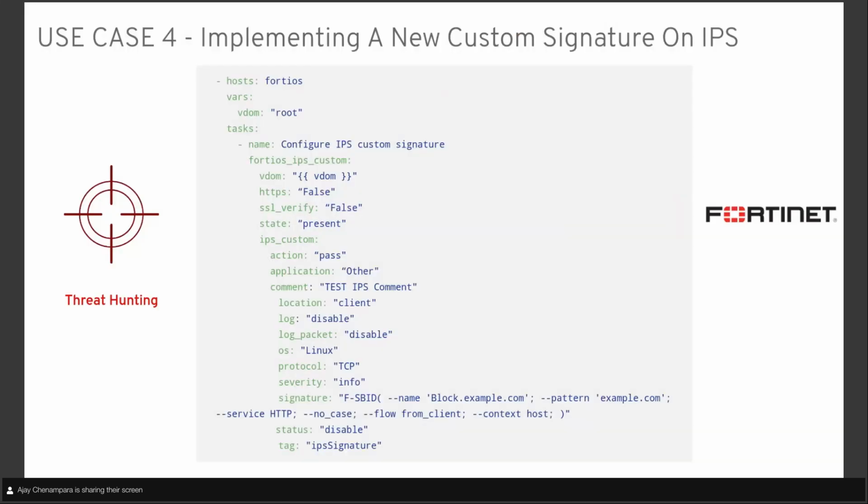So here's an example of updating a custom signature on an IPS system. In this case, a Fortinet IPS system, where a brand new signature is being pushed to the device with a playbook. So when a new signature comes, all you've got to do is update this playbook and run the playbook, and it's going to push it out across all the systems in one shot.